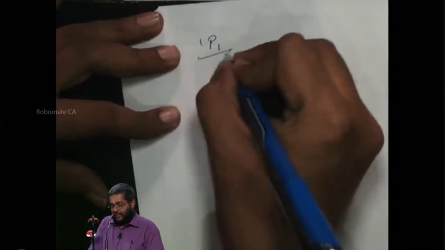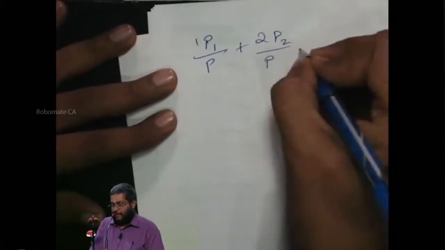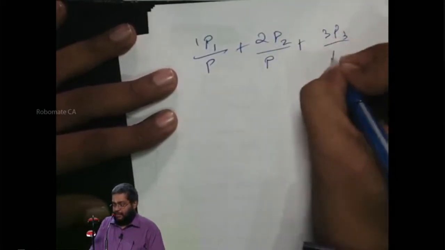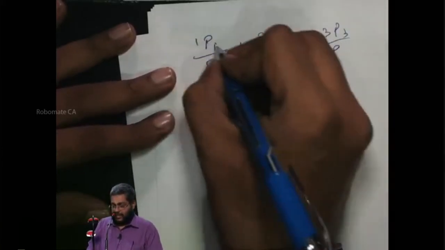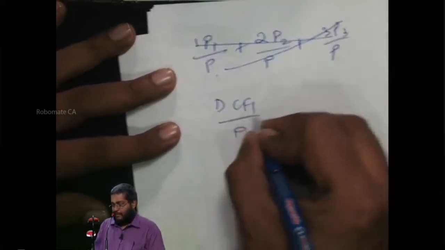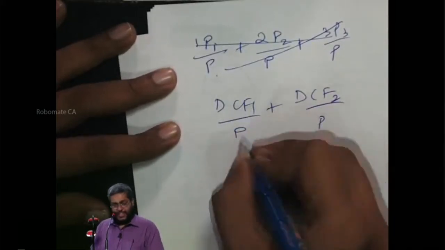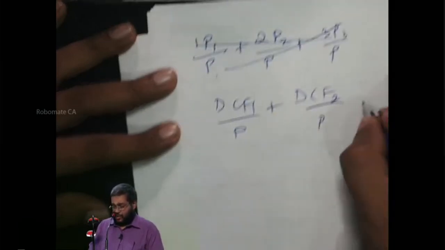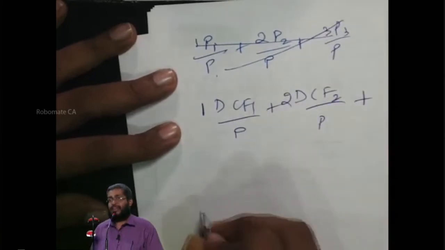Can I say like this? First year proportion divided by price is 1P1 divided by P. Yes or no? And second year proportion is what? 2P2 divided by P. And 3P3 divided by P. And so on. It is the discounted cash flow of first year by P, plus discounted cash flow for second year by P. This is the first year proportion, this is the second year proportion, and so on. I'll be writing it. Are you following or not? In this, I multiply by what? Year. 1, 2, etc. Everybody following or not?